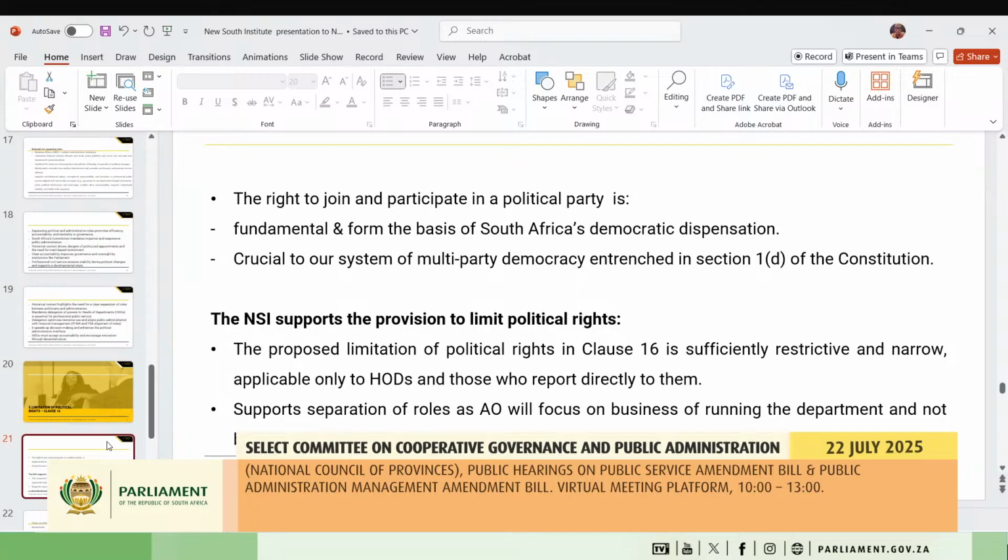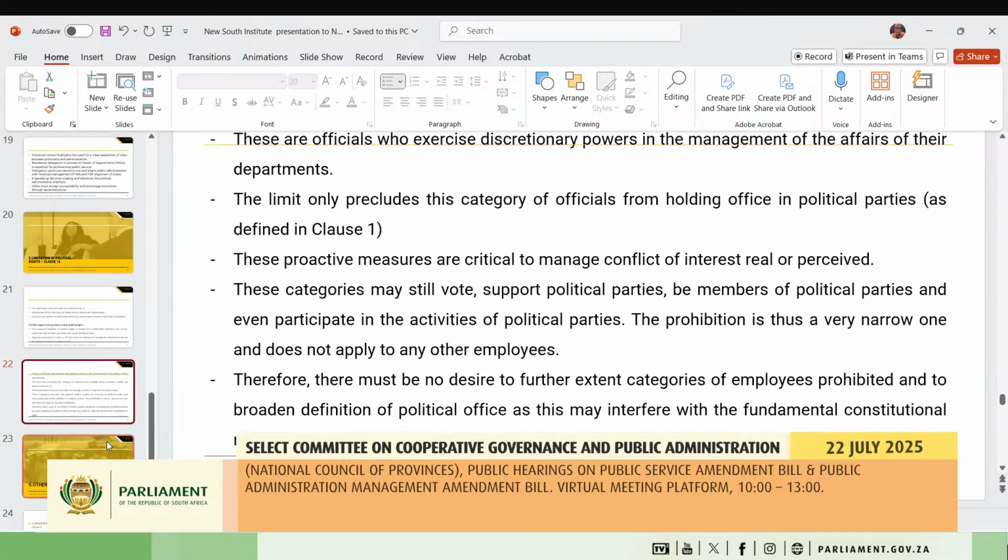COSATU has spoken a lot on this issue. I'm not going to spend much time on it, Chair, but I think for us, it's always to remind ourselves that the right to join and participate in a political party is a fundamental right for all South Africans, including those who are working in the public service. So we support this idea of limiting political rights in terms of these processes to HODs and those who report to them, because we think it also helps with managing a possible conflict of interest and also ensuring that HODs spend all their time focused on driving the agenda of the department and the government at large.